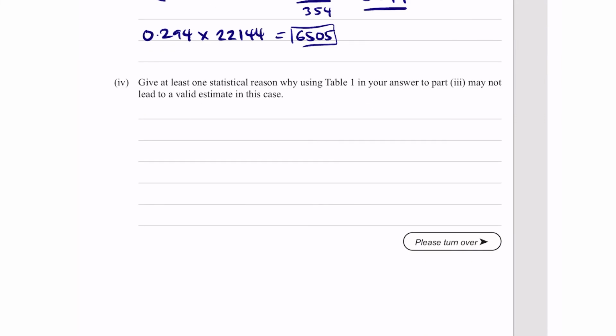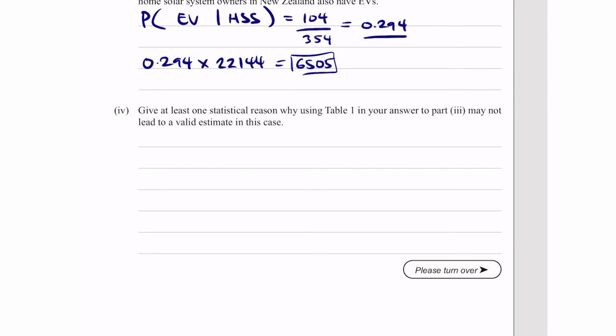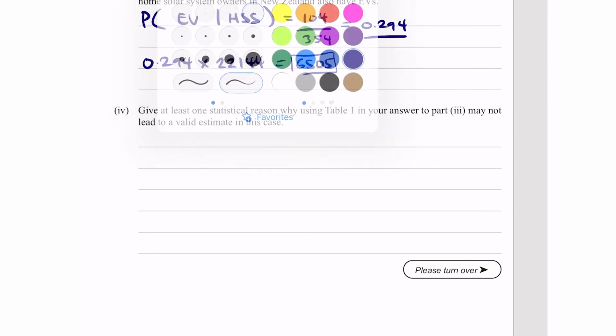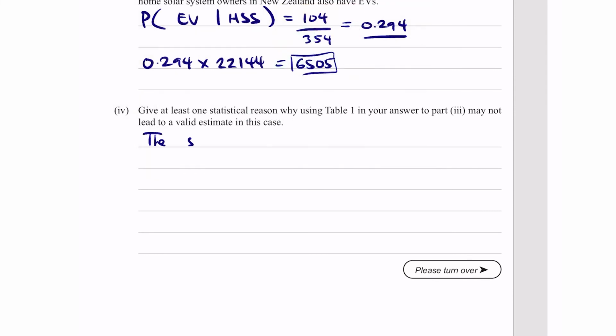Part IV, give at least one statistical reason why using table 1 in your answer may not lead to a valid estimate in this case. Well, one reason is that the survey was done in North America. We are generalizing to New Zealand.